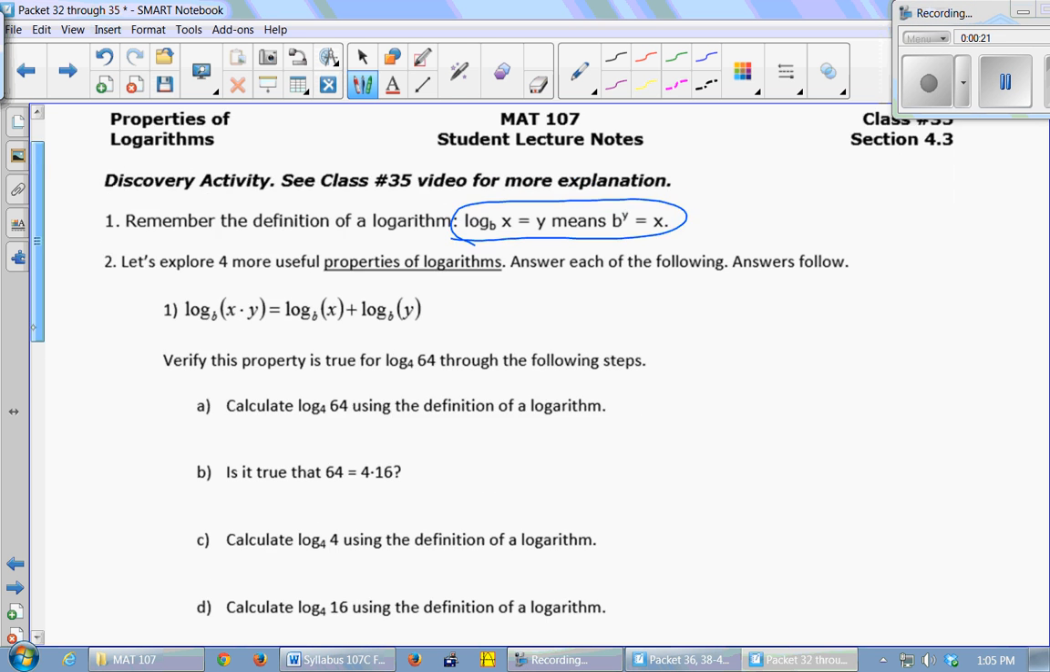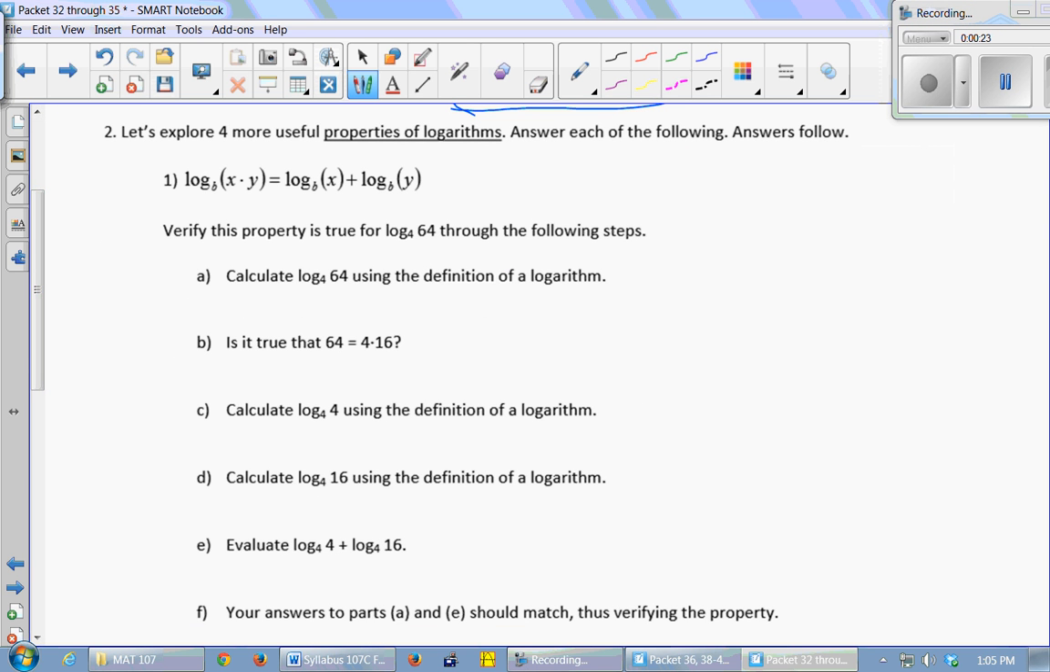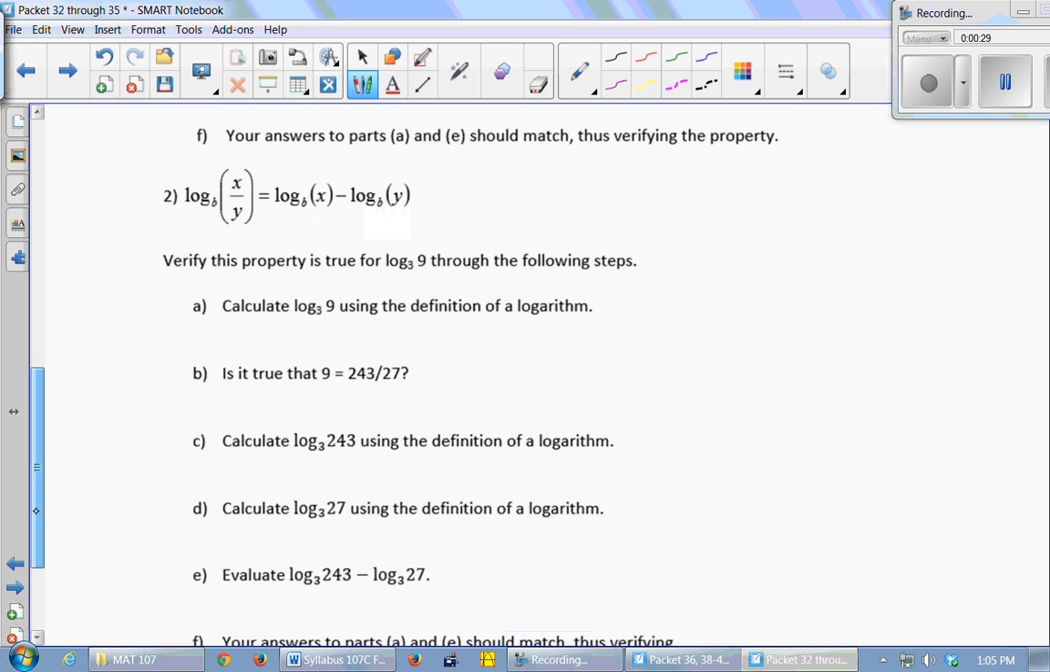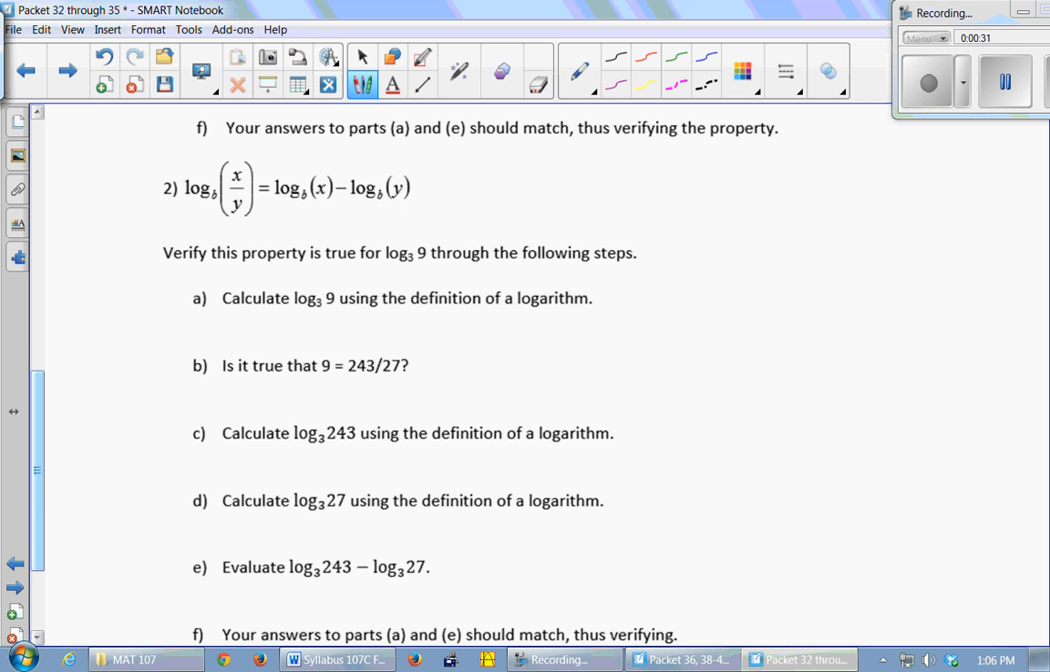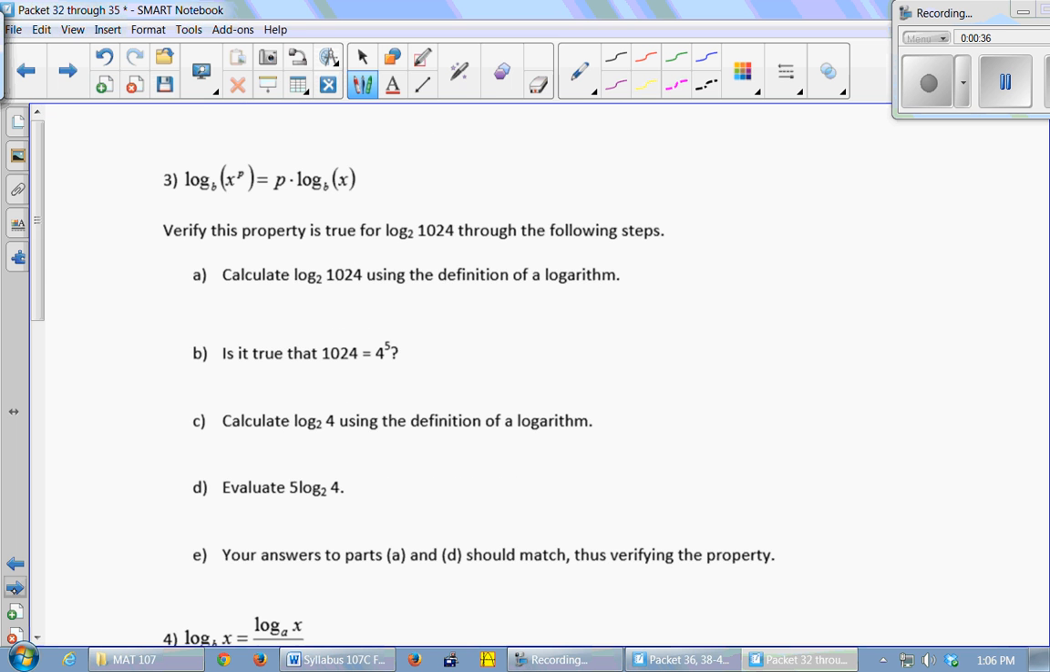We've got the log of a product. If you have the log of a product, you can break that up into the sum of 2 logs. The log of a quotient, you can break that up into the difference of 2 logs. The log of x to a power, you can take that power and bring it down in front of the logarithm, so it becomes multiplication. This one will come in particularly handy today, so we'll use this one a lot today.